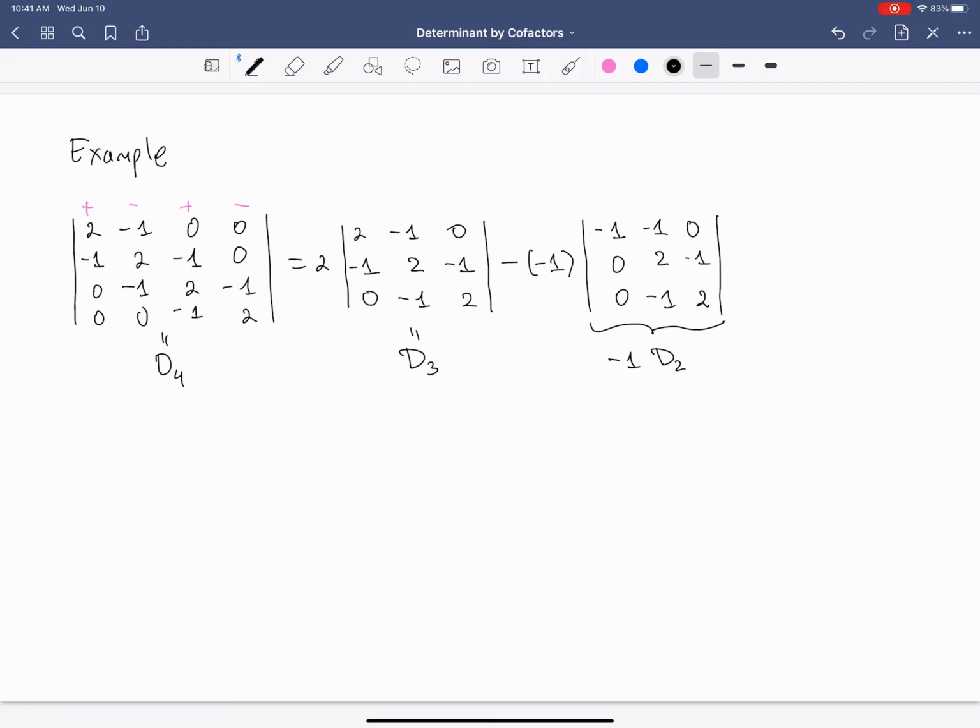Putting it all together, I get a formula for the determinants. D4 equals 2 times D3. And then let's be careful with the signs here. So this is plus 1, minus times minus is plus, but then I have that negative 1, so it's actually minus D2.